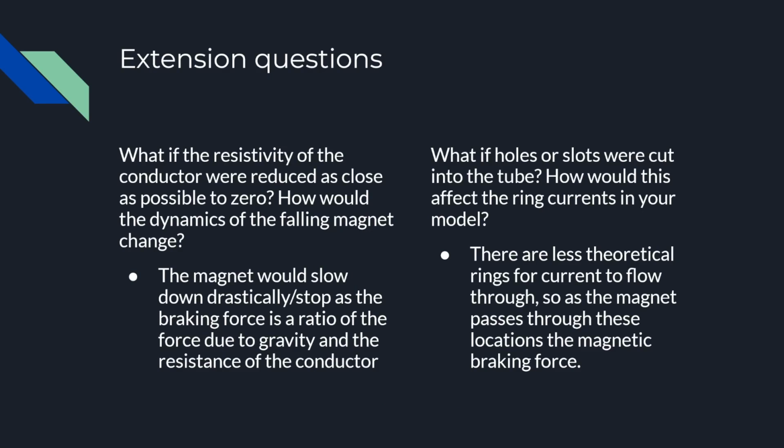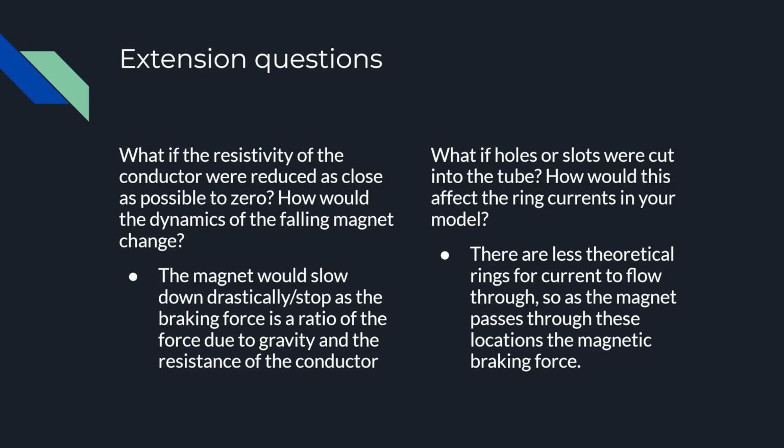But also thinking about the applications of this experiment and the extension questions, aluminum is not as good of a conductor as copper, and so if we think about what if the resistivity of all the conductor we used in this experiment was as close as possible to zero, that magnet would either slow down completely or stop because whatever force is being pushed down has a perfectly proportional amount of current being induced if there's no resistance at all. And so the magnet would slow to either a halt or very, very slowly.